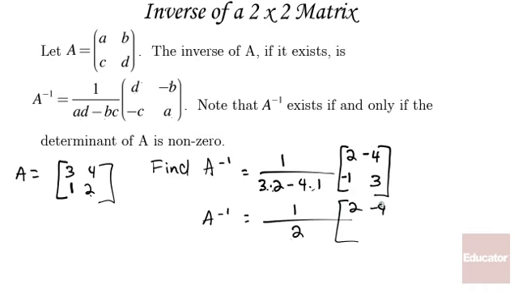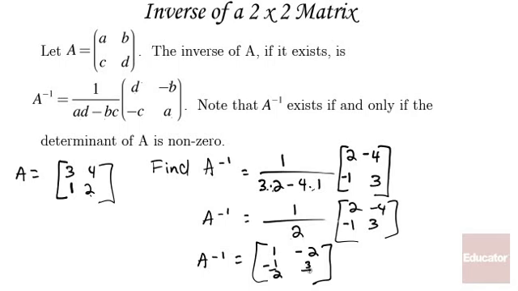Now that I've found that 1 over the determinant is actually 1/2, I can just multiply using scalar multiplication. This is functioning as a scalar to figure out A inverse. So I'm just going to multiply 1/2 times each element. 1/2 times 2 is 2 over 2, which is 1. And 1/2 times negative 4 is negative 4 over 2. That's negative 2. 1/2 times negative 1 is negative 1/2. And then 1/2 times 3 is 3/2.